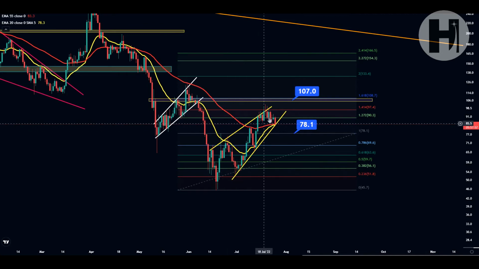Now, I would be targeting short-term $78 as our retest zone, because we did break through this level over here, but we never backtested it as support. So $78 to $78.10 is a great support level, in my opinion.